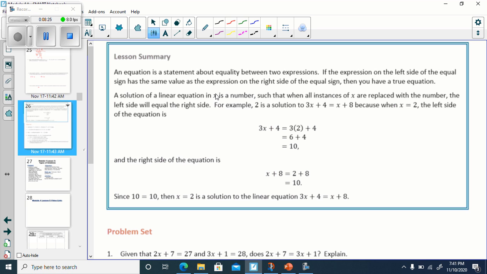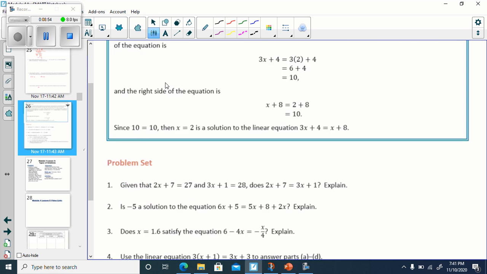A solution of a linear equation in x is a number such that when all instances of x are replaced with the number, the left side will equal the right side. For example, 2 is the solution for this equation here. If I plug in 2, the left side is going to be 10, the right side would be 10. Since 10 is equal to 10, x is a solution to this equation, okay?